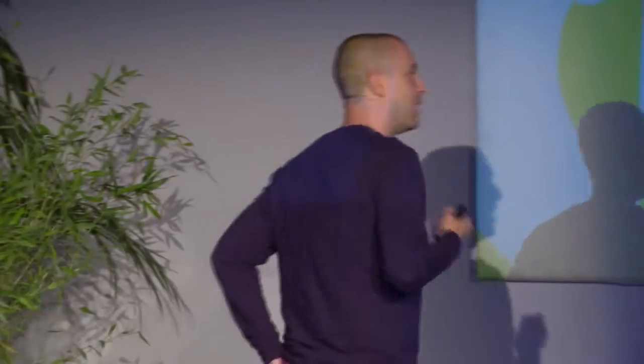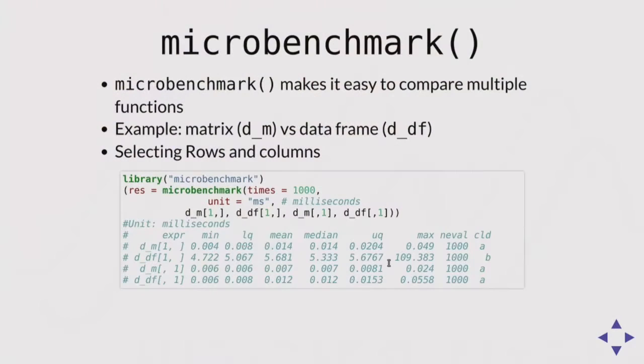So I've got D_M, brackets 1. So that's selecting the first row from a matrix. Then the next one is I'm selecting the first row from a data frame. Then the third one, selecting the first column from a matrix. And the fourth one, D_DF, 1, selecting the first column from a data frame. And you get back out a whole bunch of stuff.